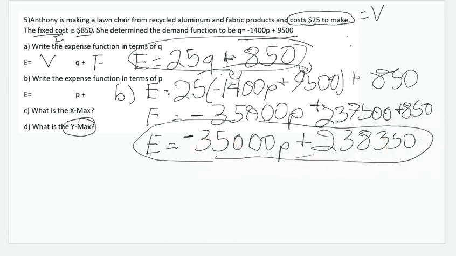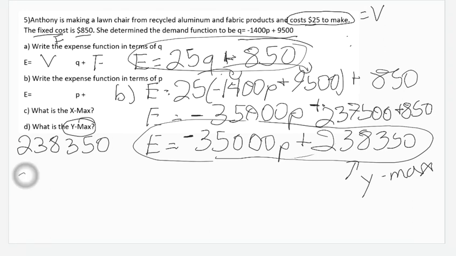Okay, so the Y max is this part. Okay, so this is the Y max. So the Y max is the 238,350. That is the Y max. Okay. For the X max, we have to set E equal to 0 and solve for P. So we set E equal to 0, and then we have to solve for P.